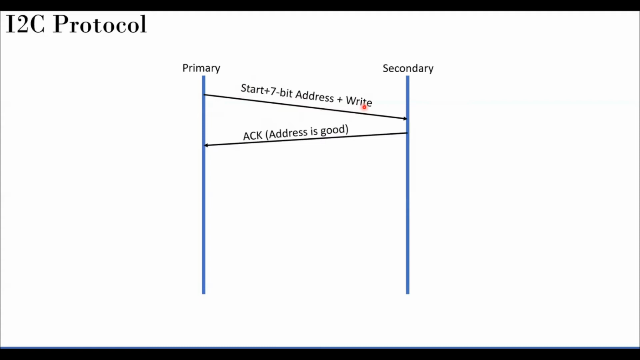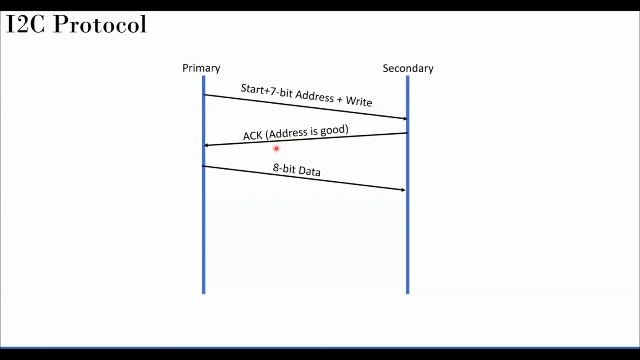Then you wait for an acknowledgement. This is important, and it's slightly different from SPI. Here you wait for the acknowledgement just to ensure that the address you sent is good. If it is not good, that means you sent something wrong. So you wait for acknowledgement, and once the acknowledgement is good, then you send the data.